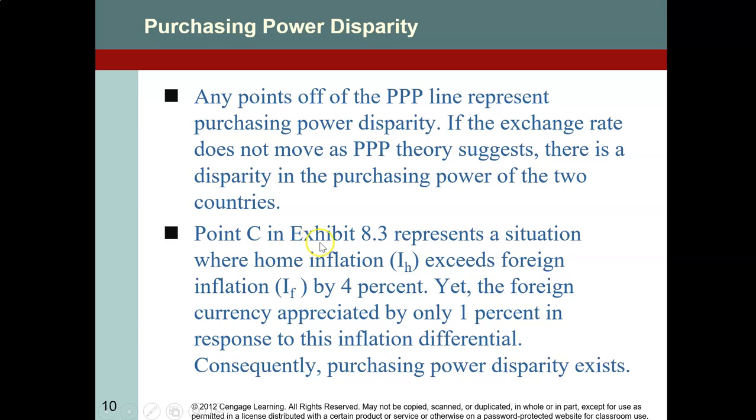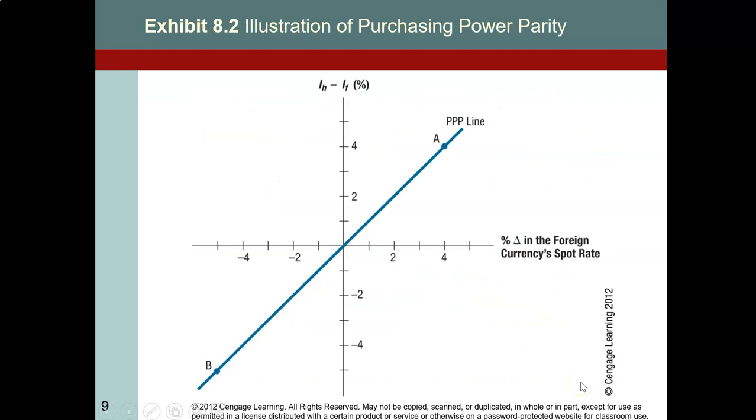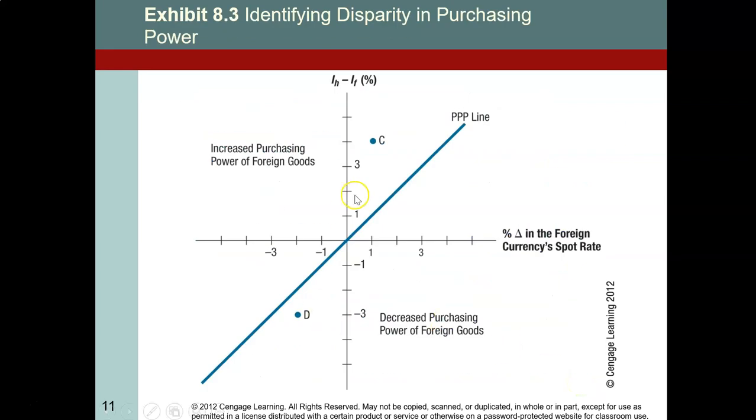Point C in Exhibit 8.3 represents a situation where home inflation rate, IH, exceeds foreign inflation rate, IF, by 4%, yet the foreign currency appreciated by only 1% in response to this inflation differential. Consequently, purchasing power disparity exists. Okay, so we're looking at this line. We have a point, point C, for example, where the difference between home inflation rate and foreign inflation rate is 4%. But the change in the foreign currency spot rate is only 1%, so we have disparity in purchasing power.